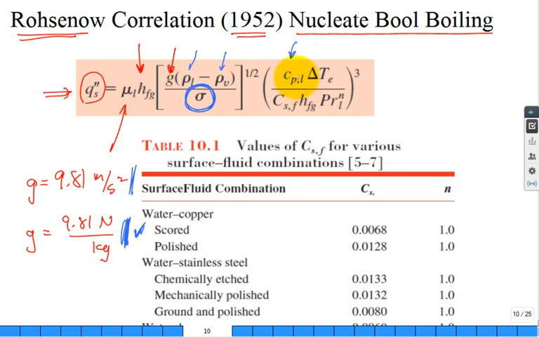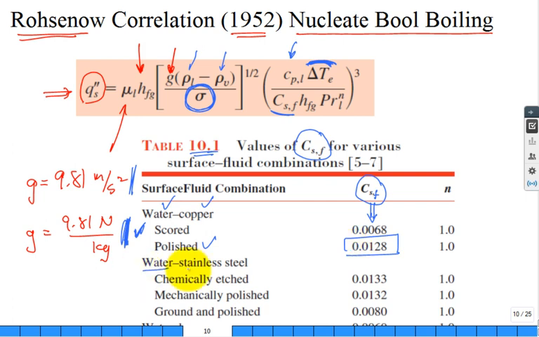Cp, specific heat at constant pressure, comma, L, meaning for the liquid. Delta T sub e, excess temperature. That's the surface minus the saturation temperature. Okay, this C subscript s,f. All right, this value is in this Table 10.1. It's a coefficient, the C s,f. So if it's water with a copper surface that's polished, there's your value.